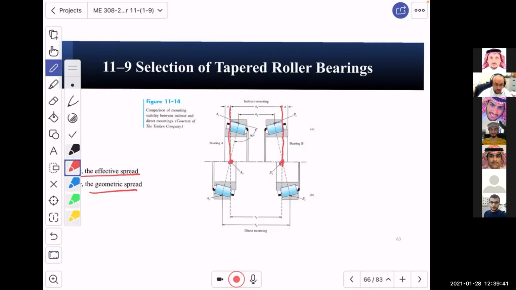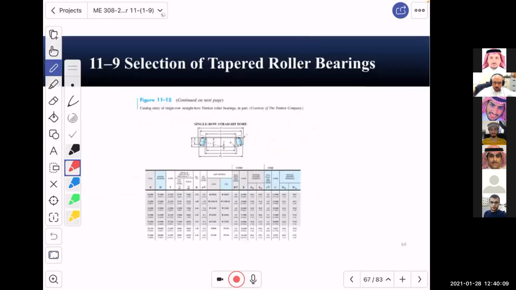This is very important. Why? Because now when we draw the free body diagram, we need to know where this effective spread is. This is where we are going to locate the forces. When we locate the forces at that point, we will know exactly how far that force is from the other bearing. When we take moment, the distance matters, right? So this is why these two are important. This is a catalog value. Don't worry about it. I'm just showing it to you. It's not even very clear, but I will talk about it when we have an example.